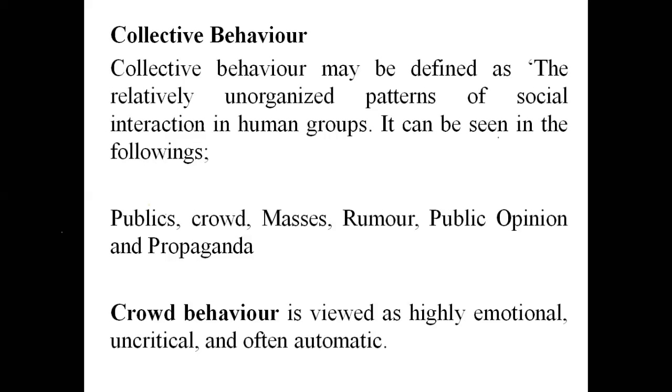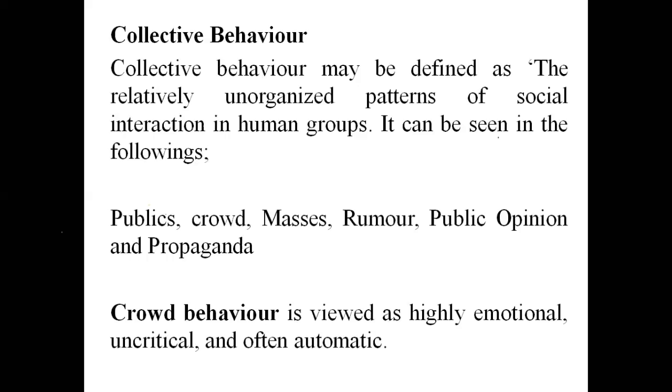So this collective behavior has many types, many forms. We have crowd, masses, rumors, public opinion, and propaganda. These are collective behavior. Crowd is number one. The crowd is described as highly emotional, uncritical, and often automatic. It's just like the example I just cited. When people, maybe because of the fire alarm, or there's a fire outbreak in the hall, are just trying to escape, you see that their action is highly emotional, uncritical, and often automatic. They are not just thinking about it, they just want to ensure their safety.